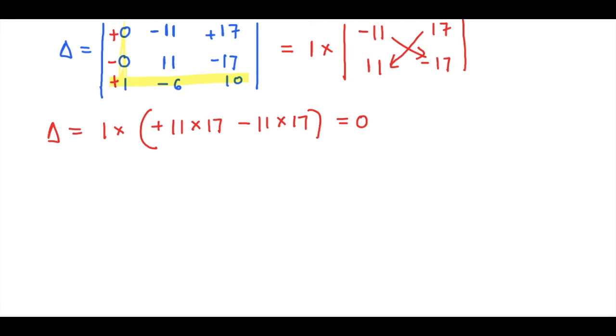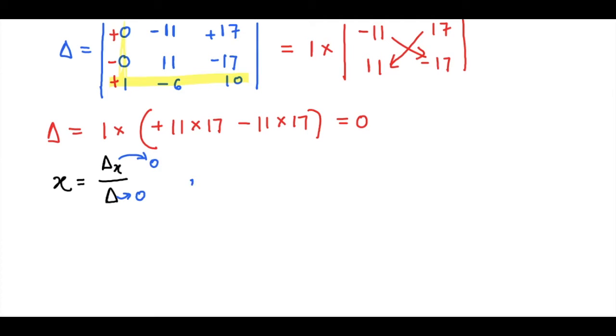So the value of x is del x upon del. Now here delta x is 0 and del is also equal to 0. So that means this equation has more than one solution. Yes, you can say a number of solutions.